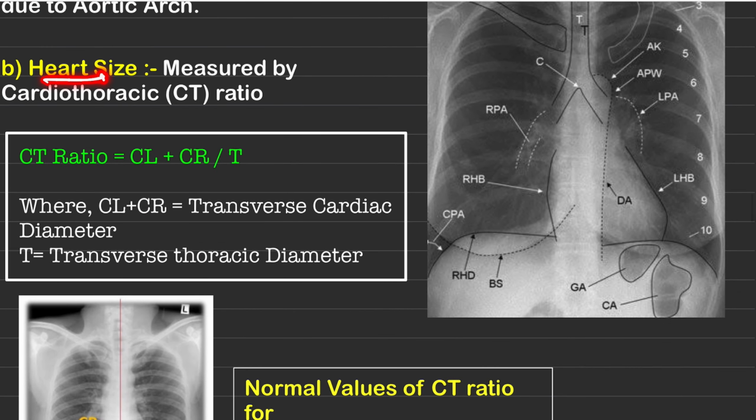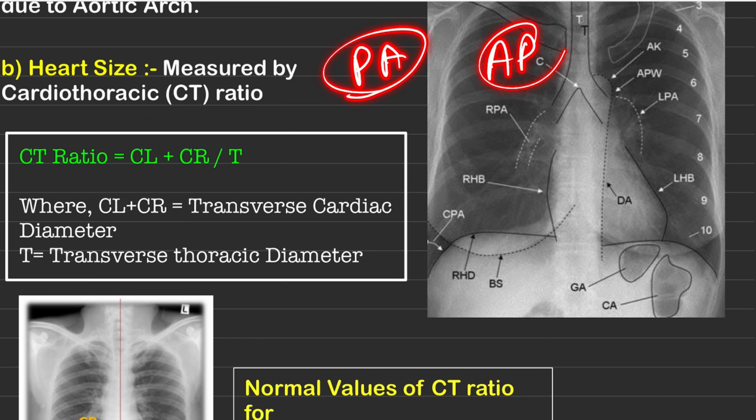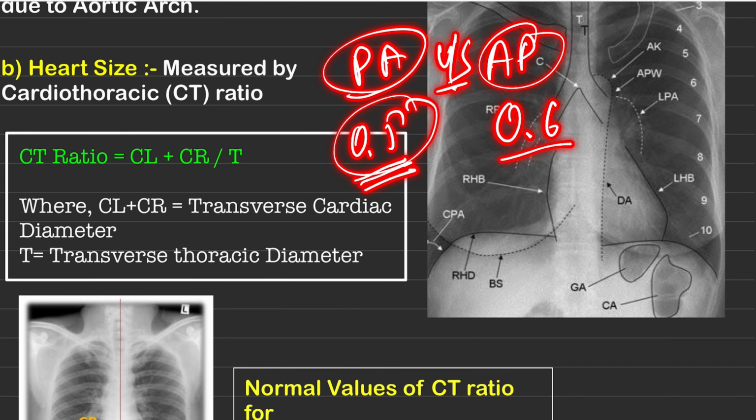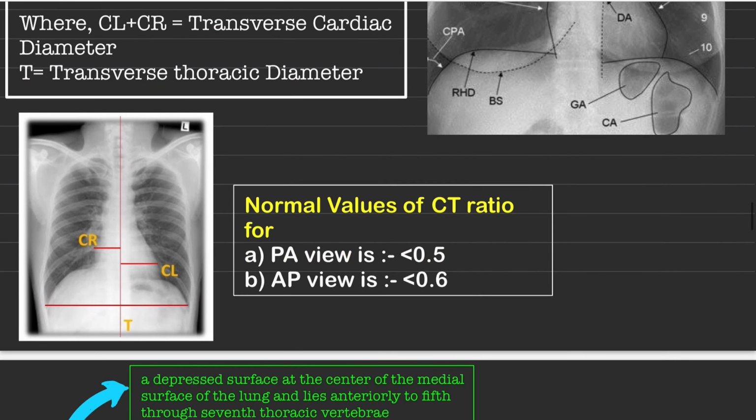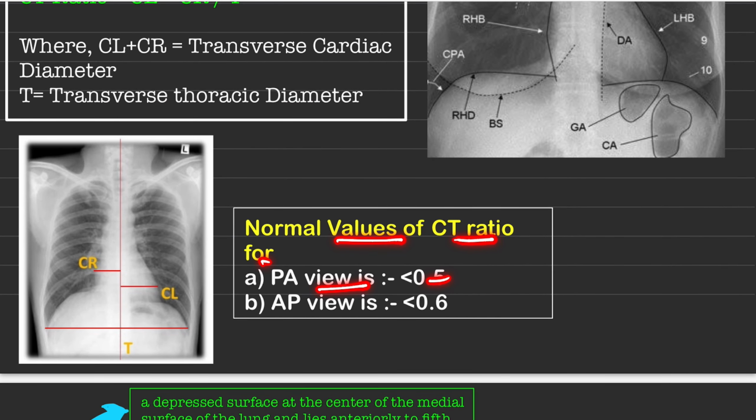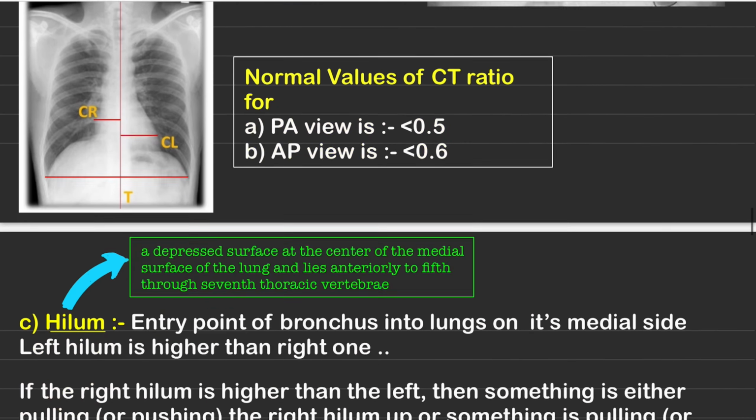Next one is the heart size. It is measured by the cardiothoracic ratio. We also talked about this earlier in the PA and AP view differentiation, that in case of AP view it is approximately 0.6, while in case of PA view it is approximately 0.5. So you can calculate it by the CT ratio, cardiothoracic ratio, equals CL plus CR divided by T, where CL plus CR means the transverse cardiac diameter. You can see over here, this is the CR, this is the CL. These are the two transverse cardiac diameters, and T means the transverse thoracic diameter. This is the T. These are the normal values of the CT ratio. For PA view it is less than 0.5, for AP view it is less than 0.6.